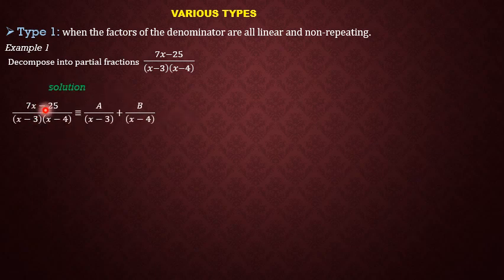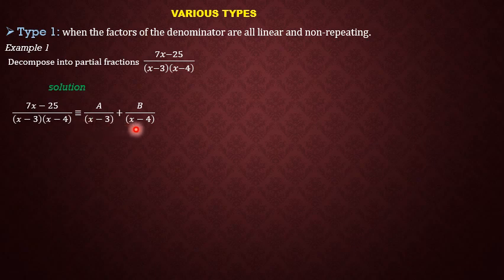All right, so let's look at the solution now. This is my resultant fraction, and this is the corresponding partial fraction. Take note of this sign here, it's very important. So I have 7x minus 25 divided by x minus 3 times x minus 4. This is identical to a divided by x minus 3 plus b divided by x minus 4. This is the procedure you take when you are solving partial fractions. I've just separated the denominator here.